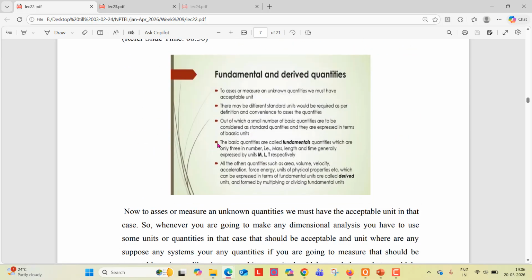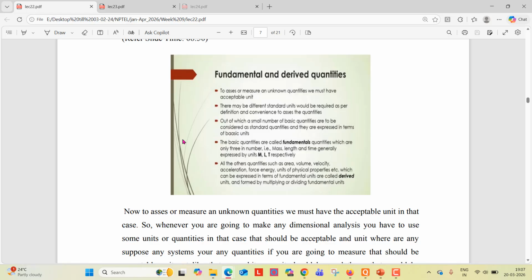So what are the basic fundamentals of it? To assess or measure unknown quantities, we must have an acceptable unit. There may be different standard units required as per definition and convenience to assess the quantities, out of which a small number of basic quantities are to be considered as standard quantities, and they are expressed in terms of basic units.